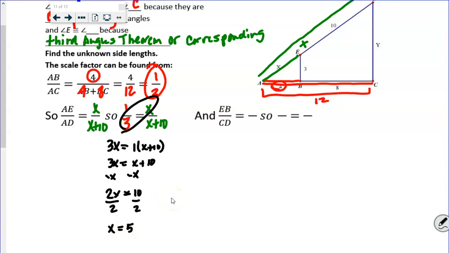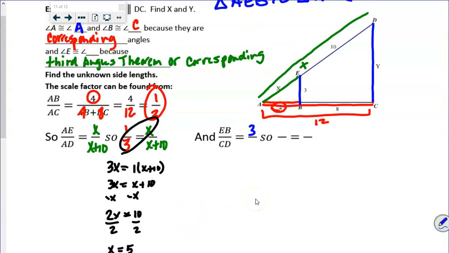Then we got EB. So this one's a little easier because EB is right there. That's 3, right? And then there's our CD, right? So again, we're just comparing sides, right? Okay, so this time we are going to put y there, right? So again, we're going to set this up like we did the last one. So this is going to be 1/3. Let me just put it in the same color we did the last one. So this is our original ratio, right? 1/3 is equal to 3 over y. So again, we're going to cross multiply.